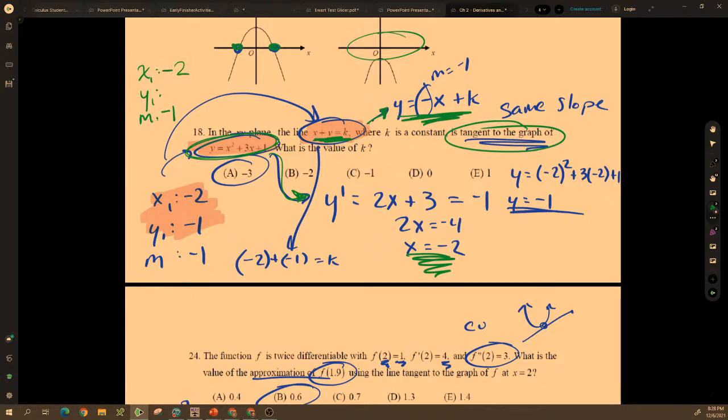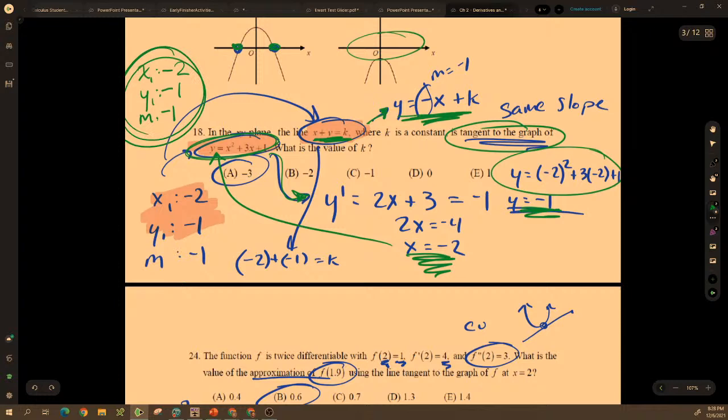Once I have that, I'm going to plug that back into the original, and I did that over here. y equals -2 squared plus 3 times -2 plus 1. That's 4 minus 6 is -2, plus 1 is -1. None of those are my answer because we're trying to solve for k. Now that I know x1, y1, and m, we know that this x1, y1, and m will always work for both the curve and the tangent at that spot. So now I can plug in both x and y into here. That's -2 plus -1 equals k, which gave us -3 equals k.